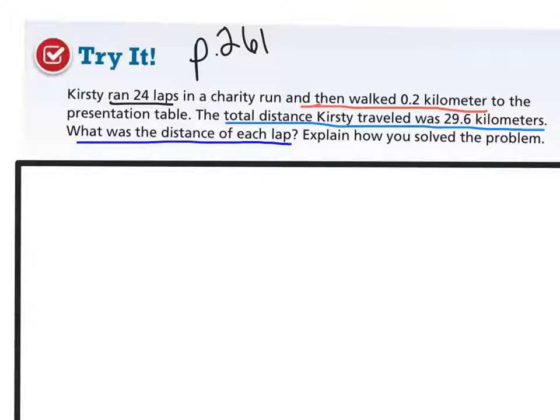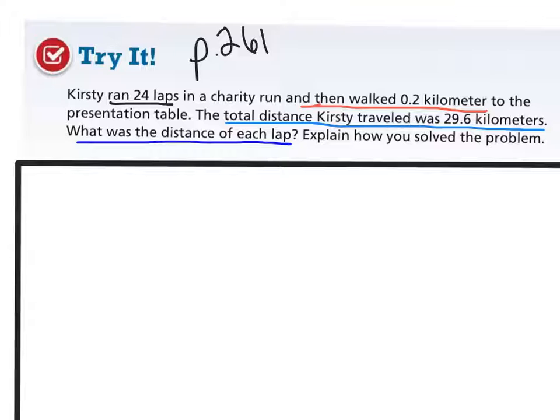And explain how you solved the problem. This problem's not asking us specifically, it does not say write and solve an equation, but there will be problems that will specifically say write and solve an equation. So for that reason, that's what we're going to do, even though they don't tell us we have to do it that way, just so we can get some more practice on writing and solving equations. So we have a couple of options for writing our equation.